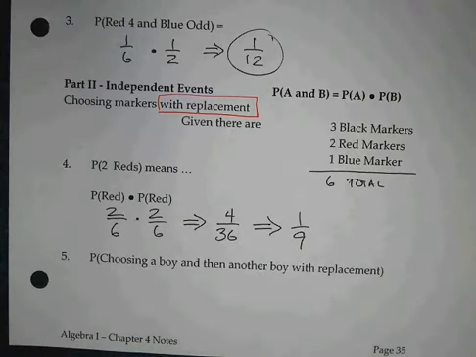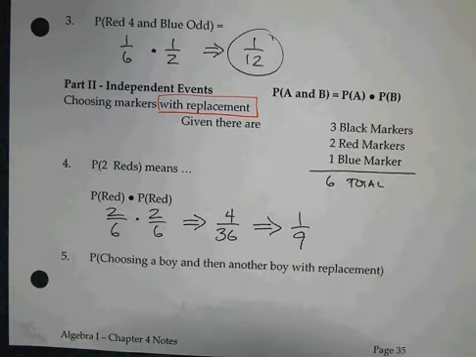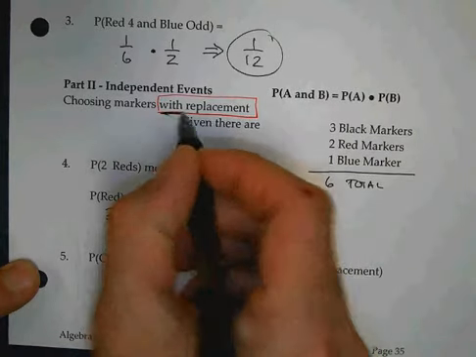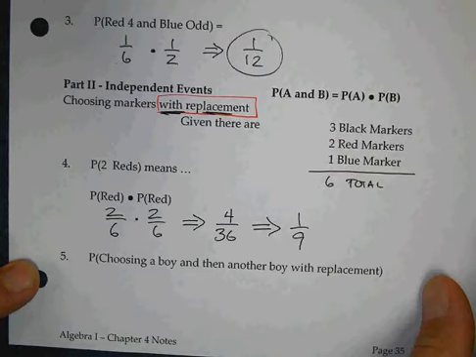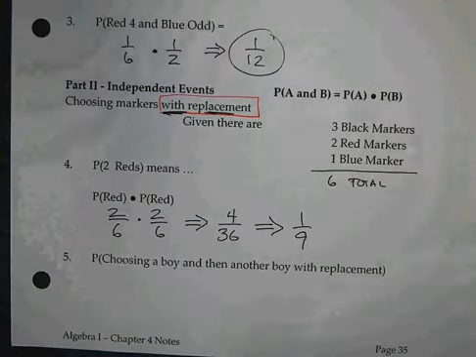No, you're going to pull out another sock, right? That's not independent because you didn't put it back. That's called dependent. We're going to talk about that difference. Here, we're putting the marker back in, and then we're pulling again. So you're looking for keywords, and the word you're looking for is with replacement. That's your key word.